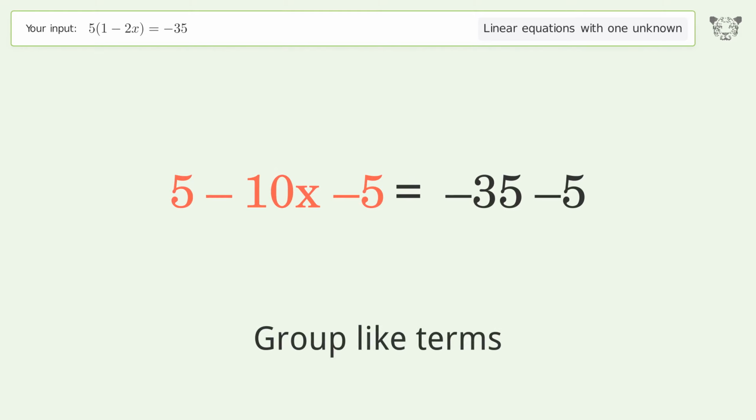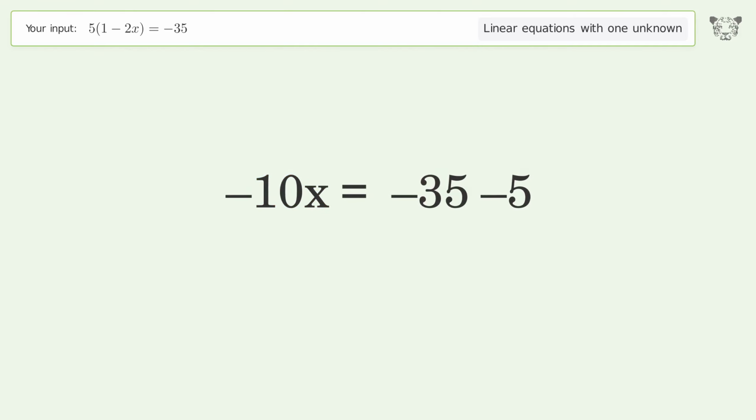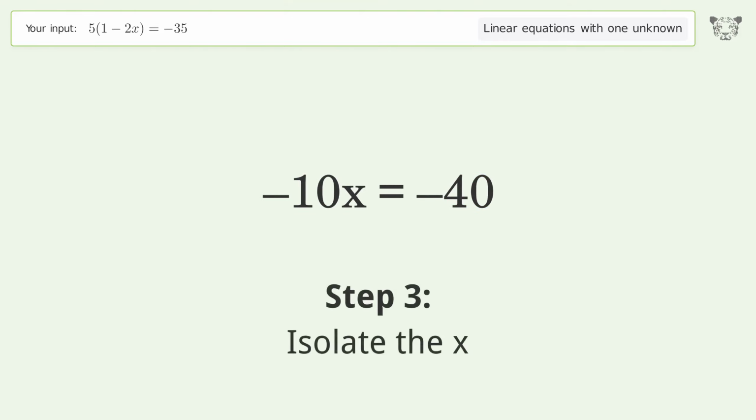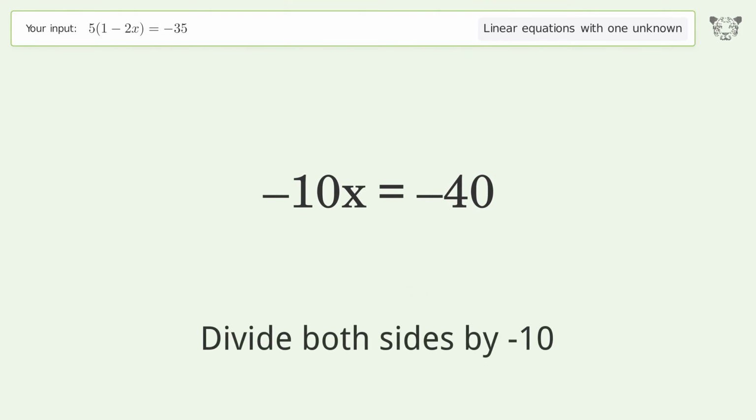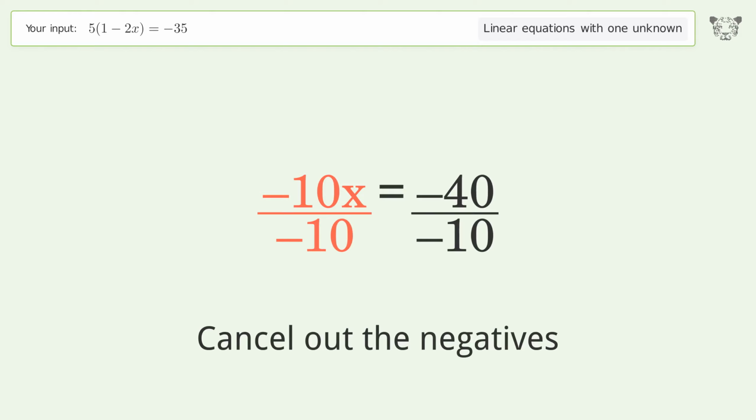Group like terms. Simplify the arithmetic. Isolate the x. Divide both sides by -10. Cancel out the negatives.